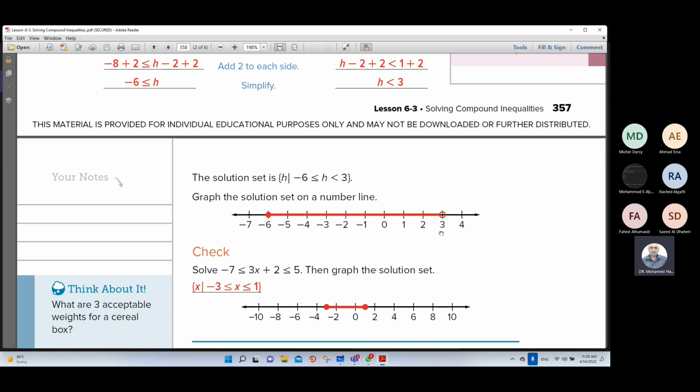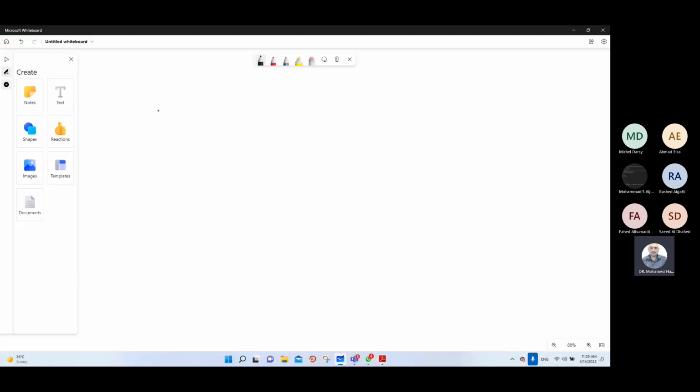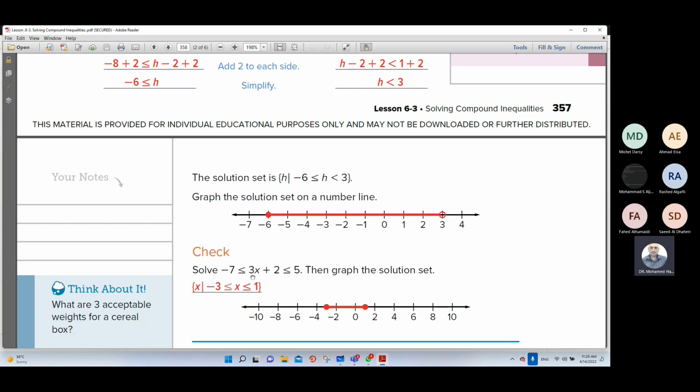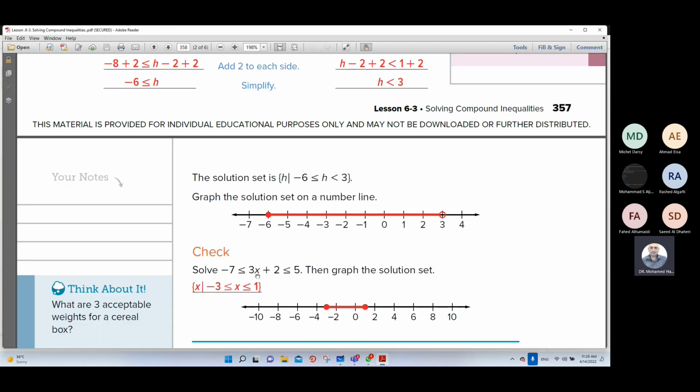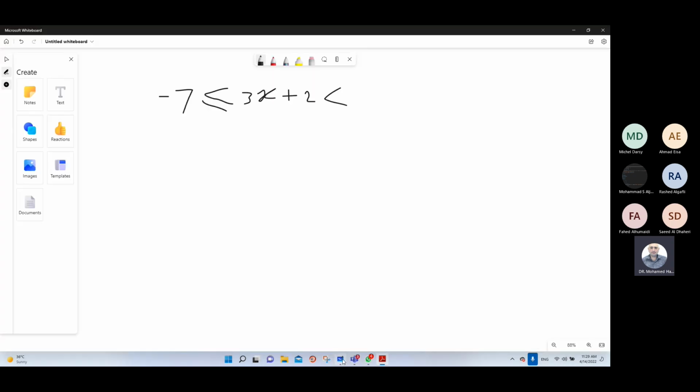The third example: solve this inequality, then graph the solution set. So we have this inequality: minus 7 less than or equal to 3x plus 2, then here we have 5.